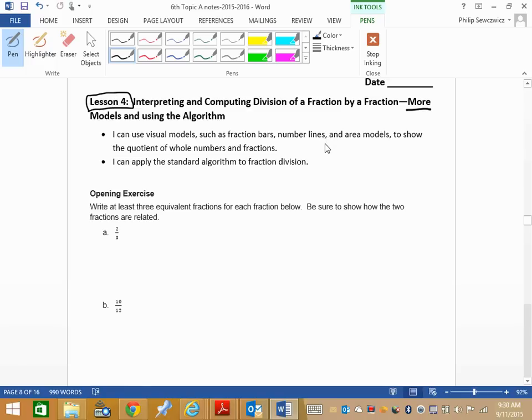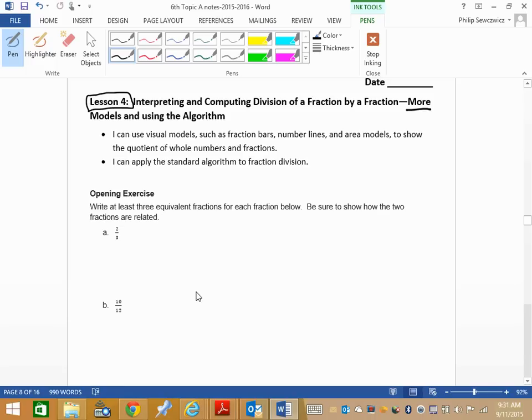All right, so we're looking at lesson number 4 here, and what we're really doing is making the transition over into the algorithm. We're going to show you more models, and let's show you how we can get this done. What we want to make sure we realize is equivalent fractions, because when we use that phrase, common denominator, which we'll be seeing here shortly, we're getting equivalent fractions.